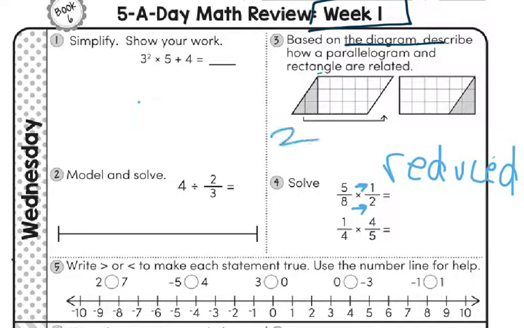So, for example, if we came up with an answer of 2/4, that could be reduced to 1/2. So reduce any fractions that you have that are able to be reduced.